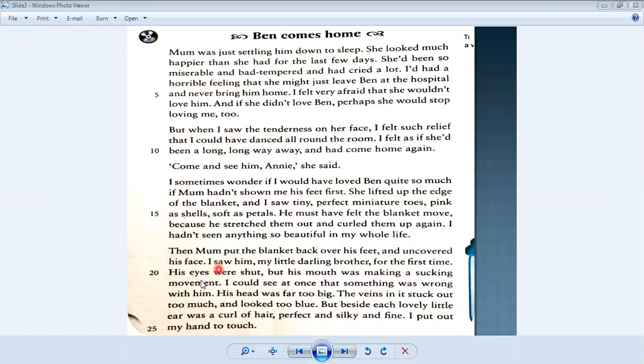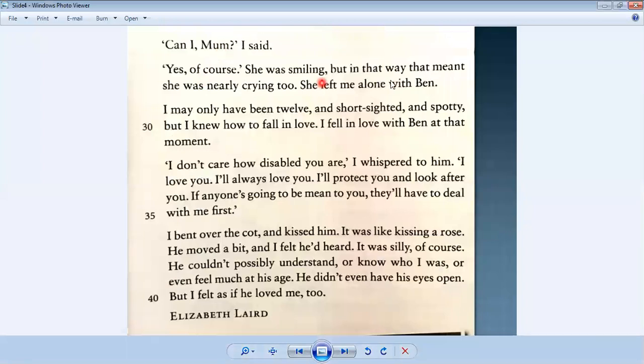His eyes were shut, but his mouth was making a sucking movement. I could see at once that something was wrong with him. His head was far too big and looked too blue, but beside each lovely little ear was a curl of hair, perfectly silky and fine. Can I, Mom? I said. Yes, of course, she said, smiling. But in that way that meant she left me alone with Ben.